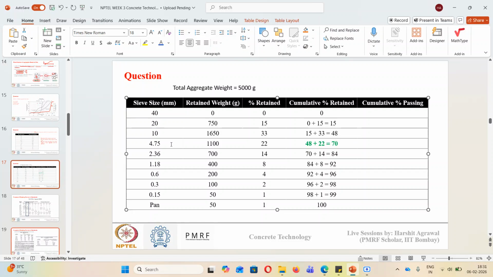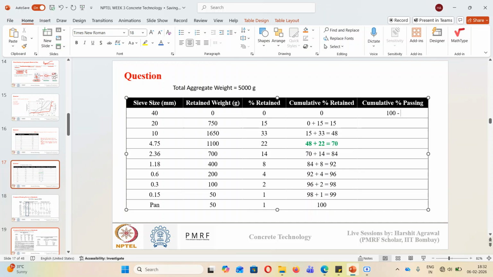You can say the percentage retained over 4.75 mm is our coarse aggregate. So 70% of the aggregates that we poured was coarse aggregate, and the remaining 30% is fine aggregate. Now once you have the cumulative percentage retained, what will be the percentage passing? Nothing but 100 minus the cumulative percentage retained.